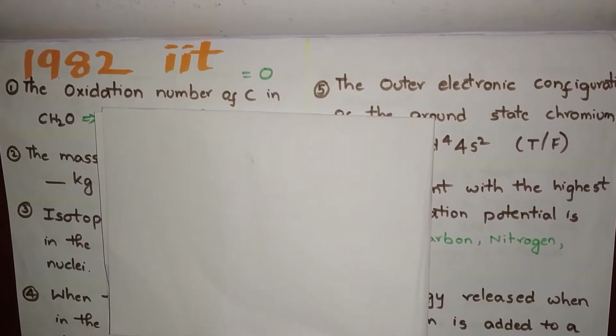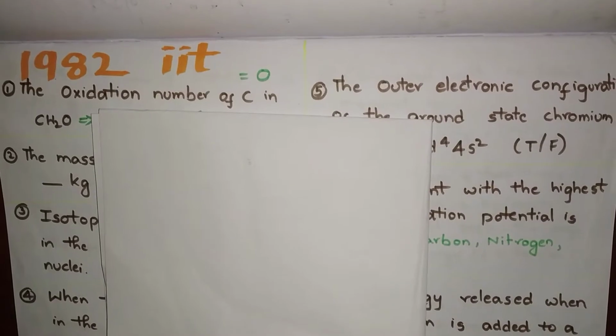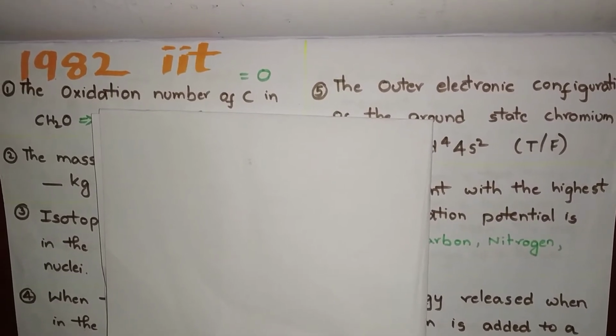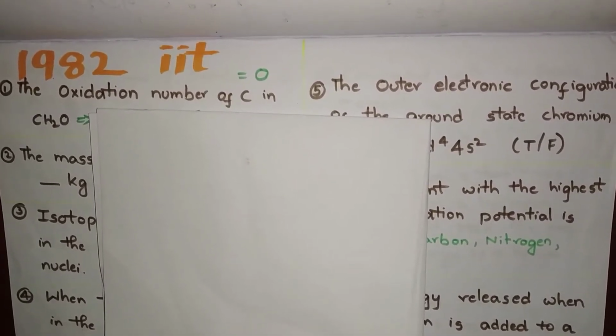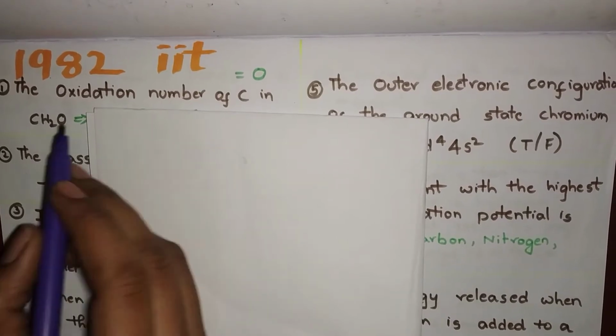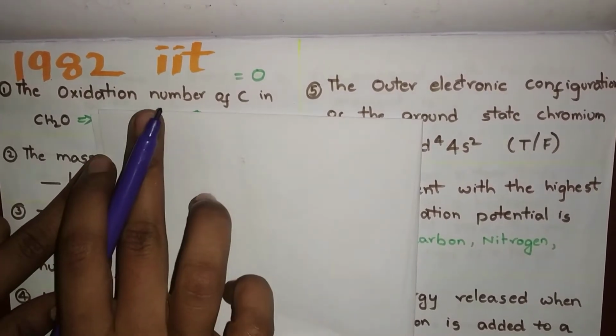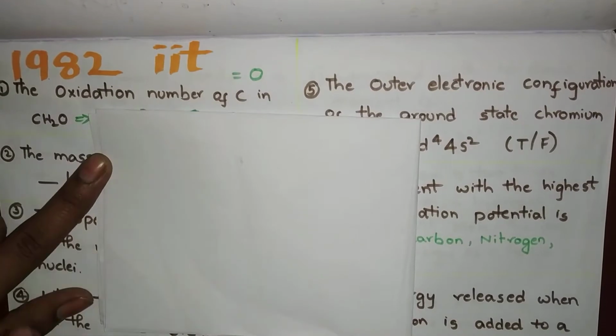Hi students, 1982 IIT question paper chemistry going to solve. There is a chance of repeating these questions. So yeah, the first question is oxidation number of carbon in formaldehyde.